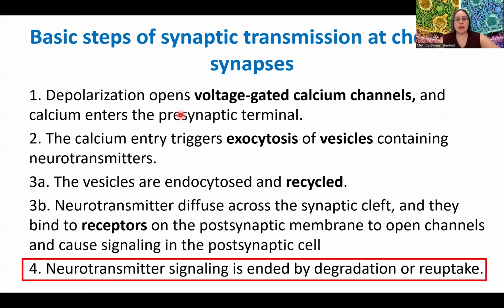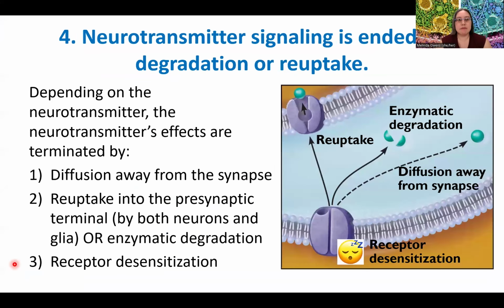Okay. So we're talking about step 4 here. Neurotransmitter signaling is ended by degradation or reuptake. How does that happen? Depending on the neurotransmitter, there are basically three ways in which that happens. The first one is diffusion away from the synapse. They're put into the synaptic cleft, and some of it just diffuses away and then it's not there anymore. The other two are things that happen with the neurons or around the neurons themselves.